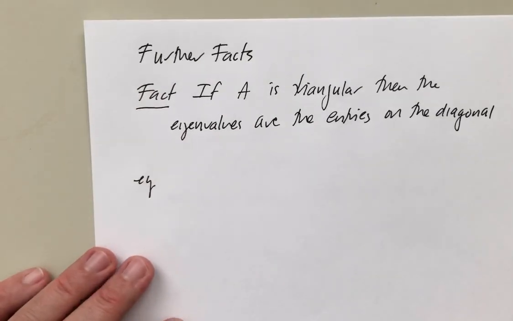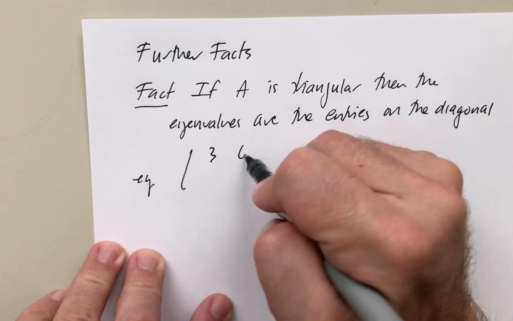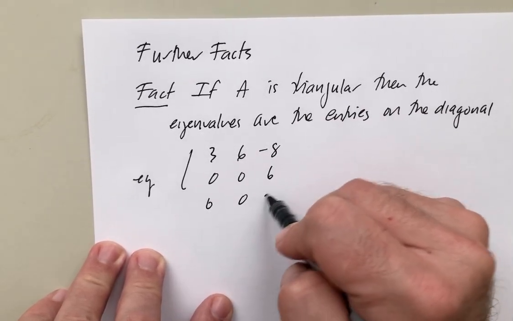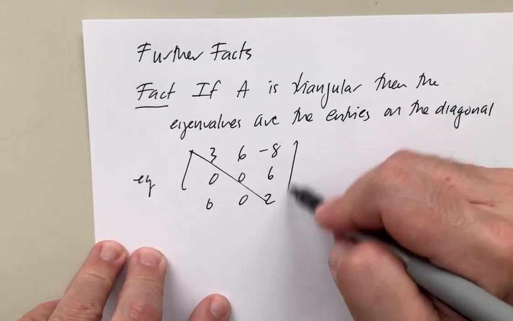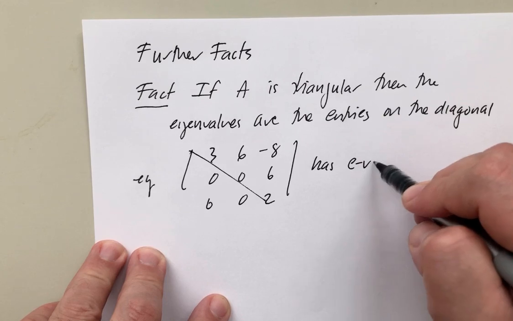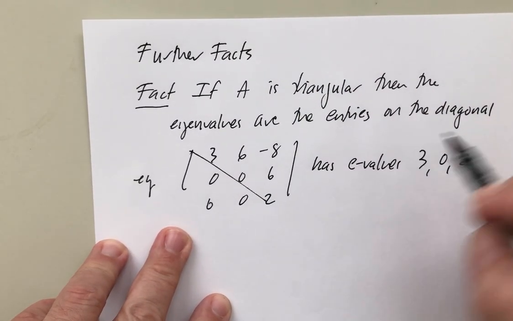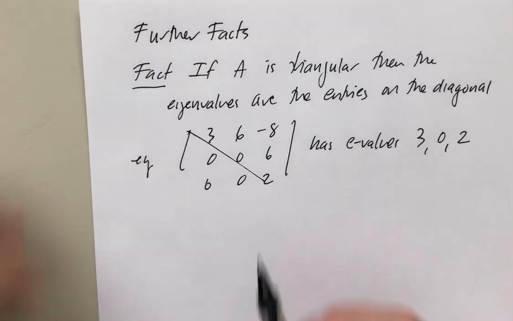I might ask you to think about that. We might discuss it further, but let me just give you an example of how this works. Here's a triangular matrix. Why is this triangular? Well, everything below the diagonal is 0. And so the eigenvalues are just the things you see on the diagonal: 3, 0, and 2. So again, you can think about why that might be the case.